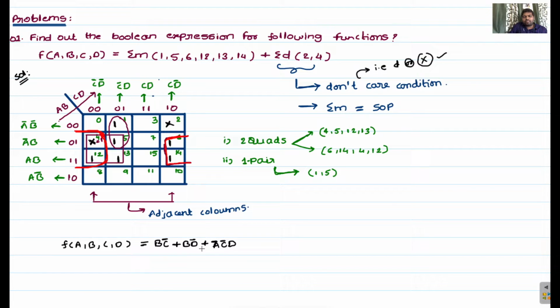Is there any further reduction with the help of these product terms? No. Okay. So if I take common, I will get B into (C bar plus D bar) plus A bar C bar D. So this is your answer.